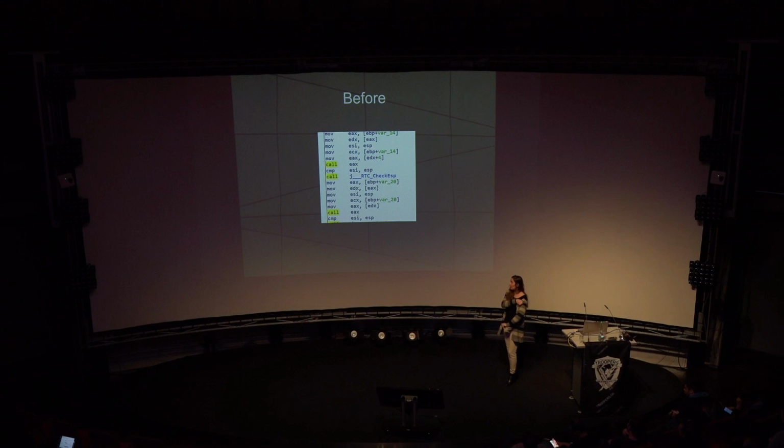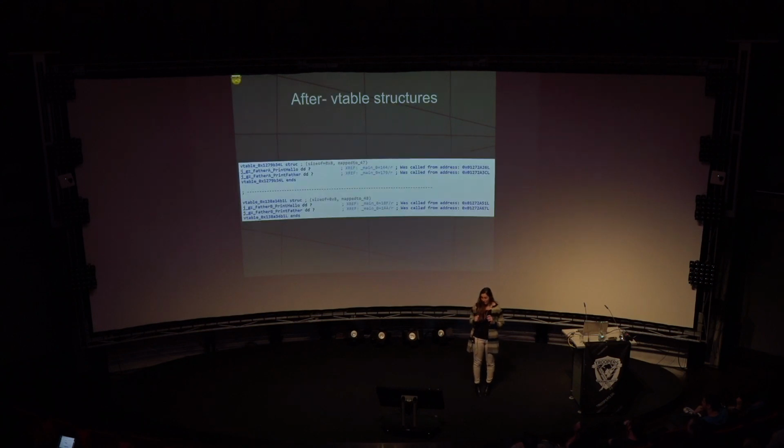So this is how the code looked before. It's just like assembly. You have virtual calls that are marked in yellow, and it's really hard to look at. This is after you run the tool. You have the vtable structures that were created. You see there are two virtual tables here with two functions in every virtual table.